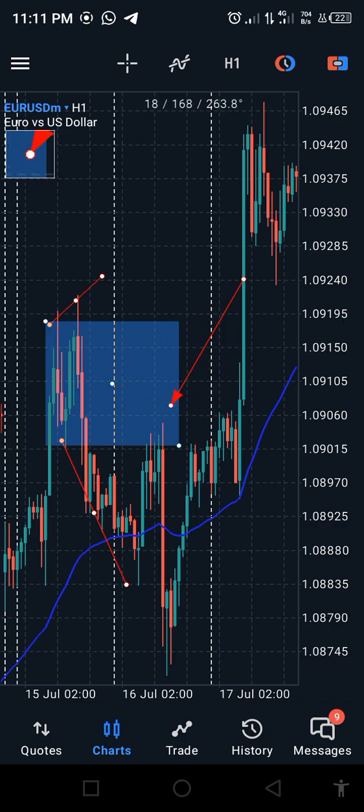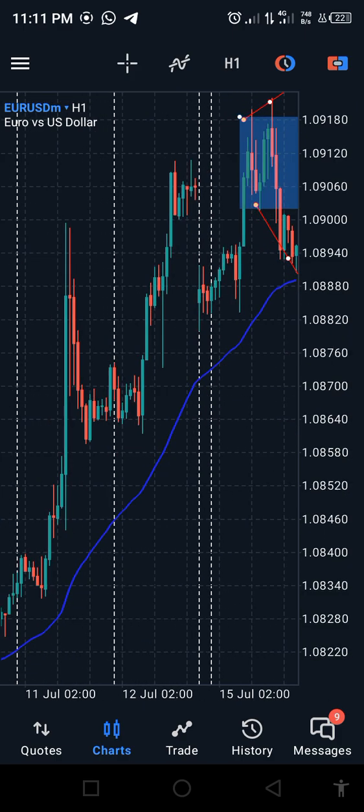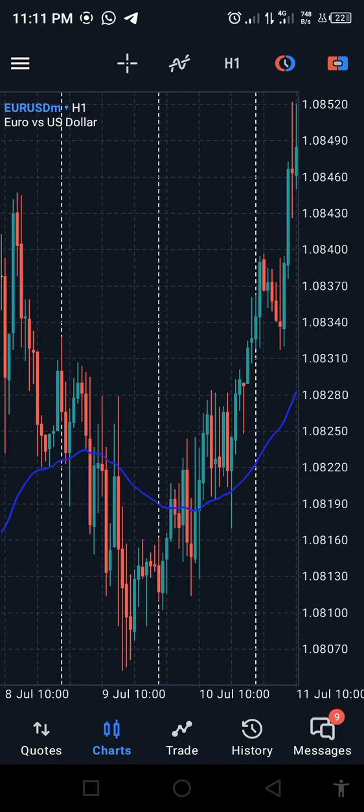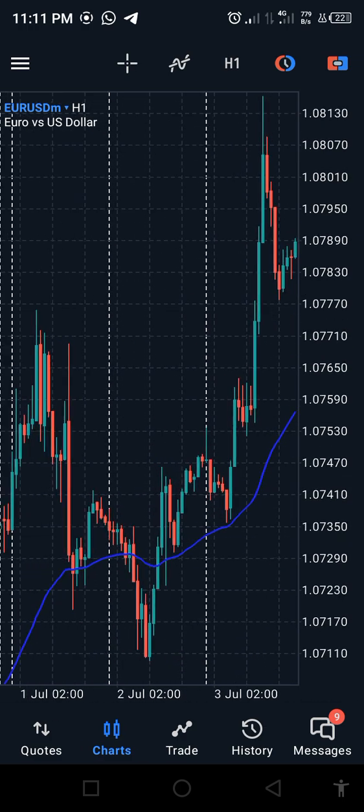Yes, so it's always said that money missed is always better than money lost. Always make sure that you manage your risks properly. Yes, so that's the zone. That's a Quasimodo sell again. So let's try again to look for another one.